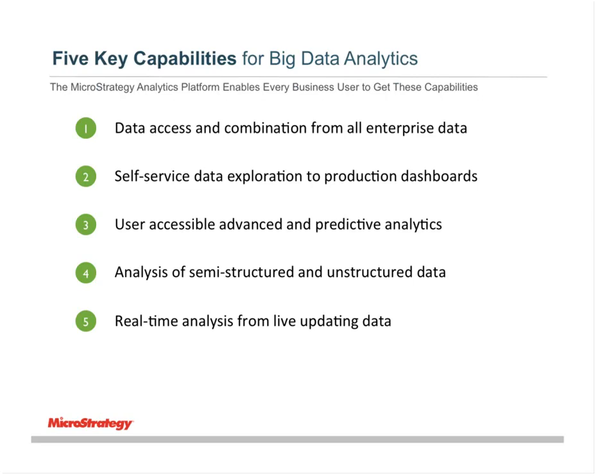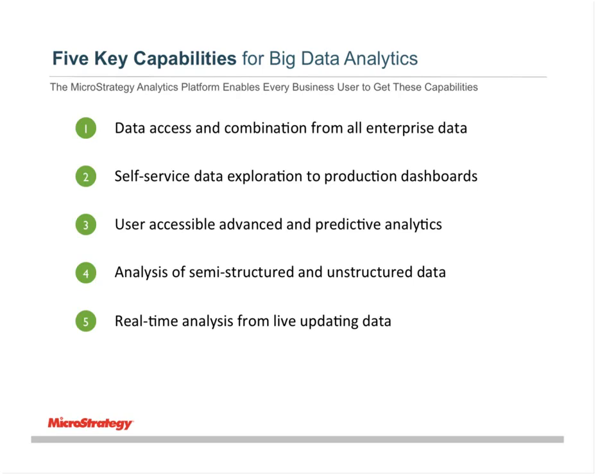So, data access and combination from all enterprise data. If you have a modern data architecture that goes across relational databases, Hadoop-based platforms like Hortonworks, and personal data sources that you want to bring in and make part of the enterprise structure, how do you access them, and not only access, how do you do it in an optimal way, and then how do you combine them so the view that the business sees is unified, coherent, and cohesive?